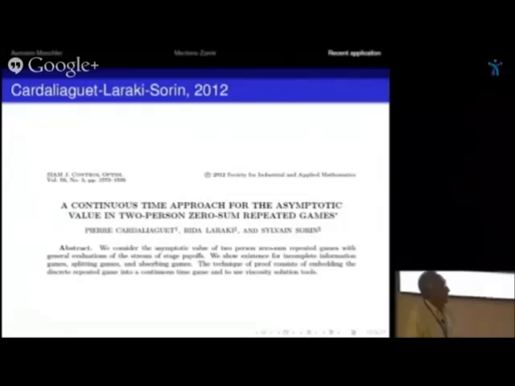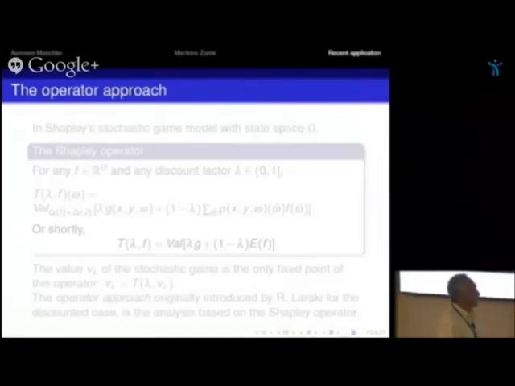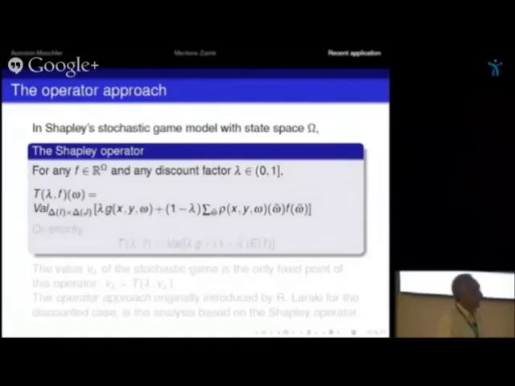Another thing in this literature that involves the MZ operator is the following. This is what is called the operator approach. Again, it was developed, I'll say immediately, by whom? In the French school, as I call it. The Shapley stochastic game model is in a state space omega. We have that for any f and any discount factor lambda, we have this, which is just the recursive formula. This is the value of the game in which this is the first stage payoff, and this is the new state that develops after a certain x and y are played.